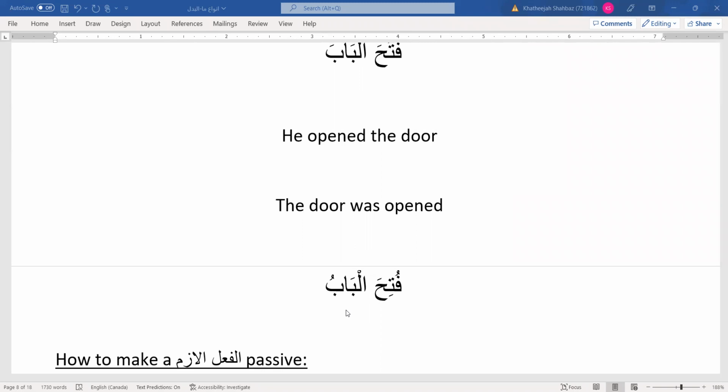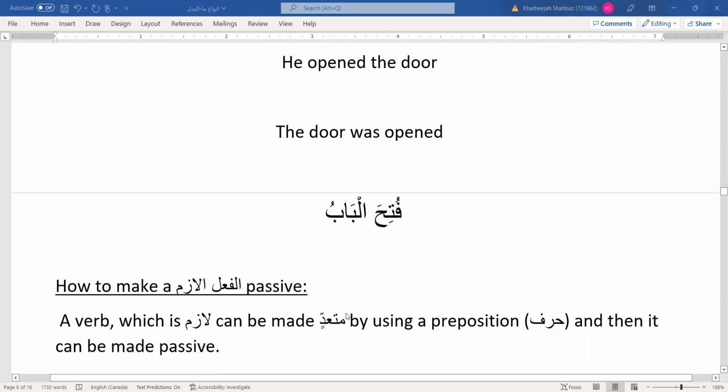We can make it passive by first changing it into muta'addi. And once it is changed into muta'addi, then it can be changed into passive voice easily. So a verb which is lazim can be made muta'addin by using a preposition, and then it can be made passive. So how can we change a lazim verb to muta'addin? By adding a preposition to it.